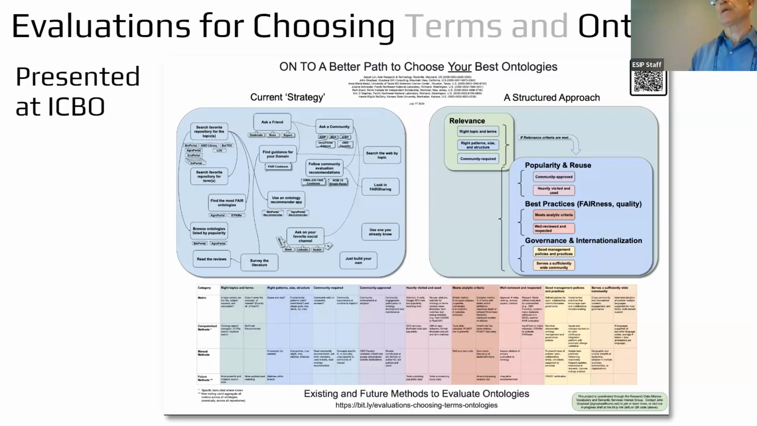So how do I choose? What's the method? What's the single evaluation criteria that I use to decide what's the best term, or what's the best ontology? And I knew the answer was something like all of these. But just saying all of these just wasn't satisfying to me. And so that's what started this whole thing going.